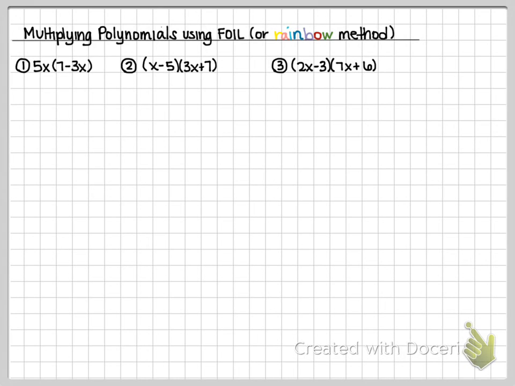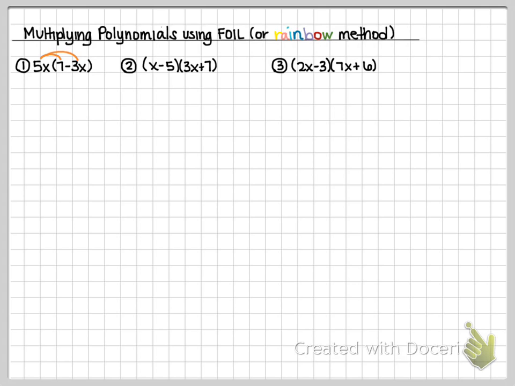Multiplying polynomials using the rainbow method, or FOIL, I think is what it's normally called. I like rainbow because when you distribute it, it kind of looks like a little rainbow. So for the first example, it looks like the 5x is attached to the 7 minus 3x. What I mean by that is there's multiplication happening between the 5x and the parentheses of 7 minus 3x. So we're just going to distribute it, or multiply it, times everything inside.